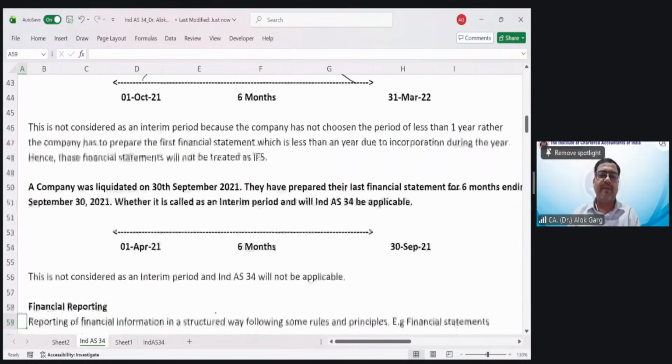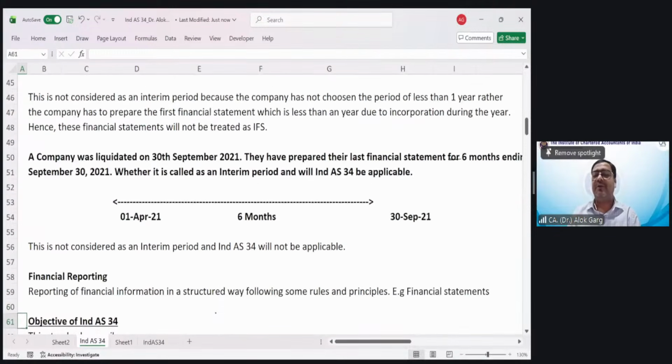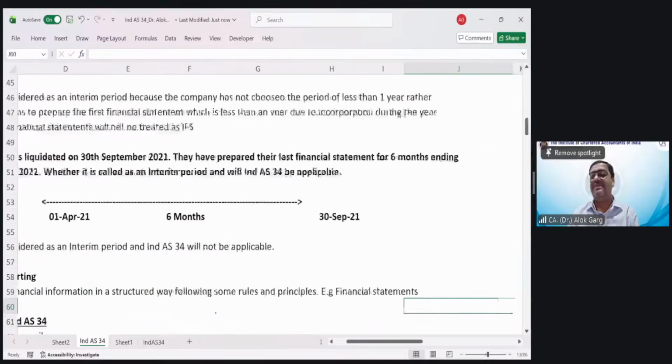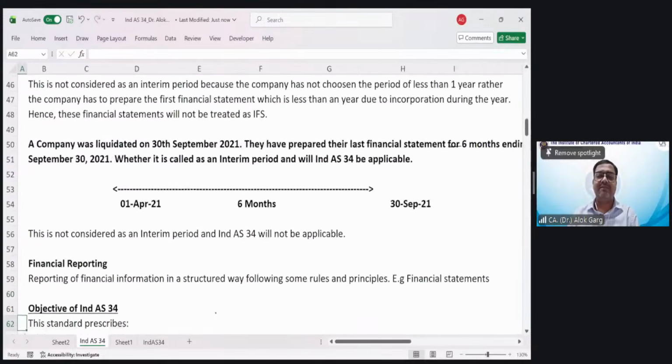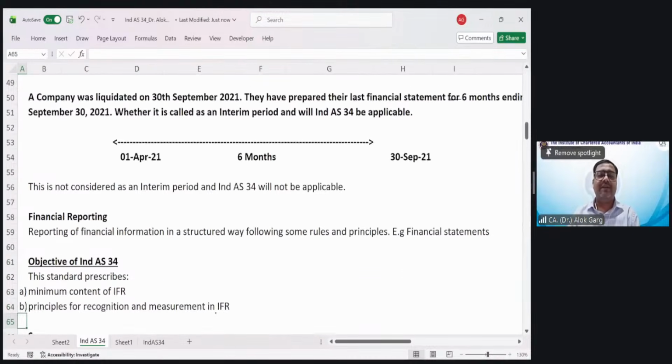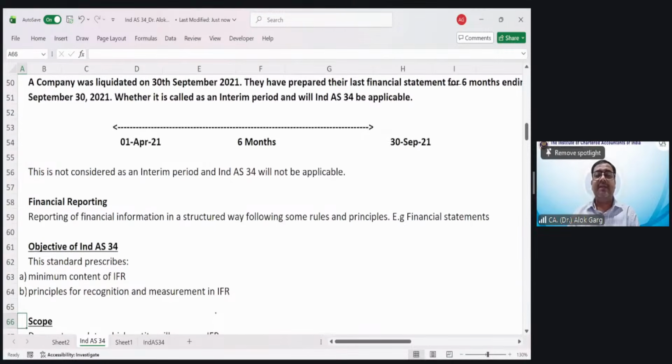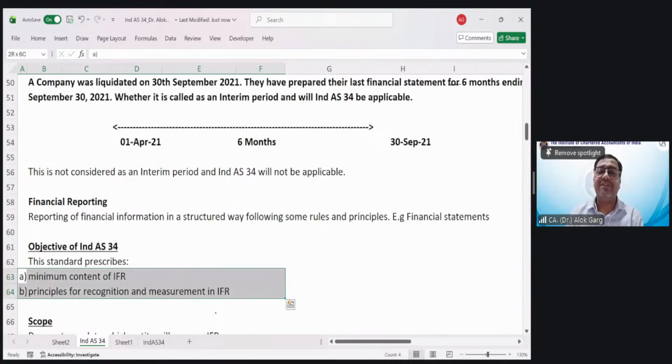Financial reporting, we discussed, is the reporting of financial information in a structured manner following some rules and principles, for example, financial statements. What is the objective of Ind AS 34? This standard prescribes the minimum content of an interim financial report, and principles for recognition and measurement in interim financial reporting. What is interim financial reporting? Reporting of financial statements on an interim basis.